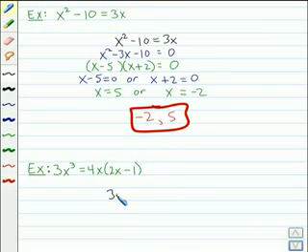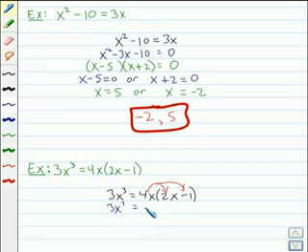This time we have 3x cubed equals 4x times 2x minus 1. So our first step is to distribute 4x to 2x minus 1. That'll give us 3x cubed equals 8x squared minus 4x. To get a 0 as one side here, we need to subtract 8x squared and add 4x to both sides. That'll give us 3x cubed minus 8x squared plus 4x equals 0.